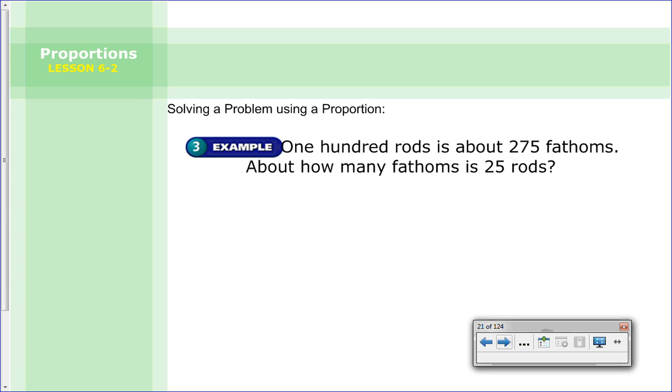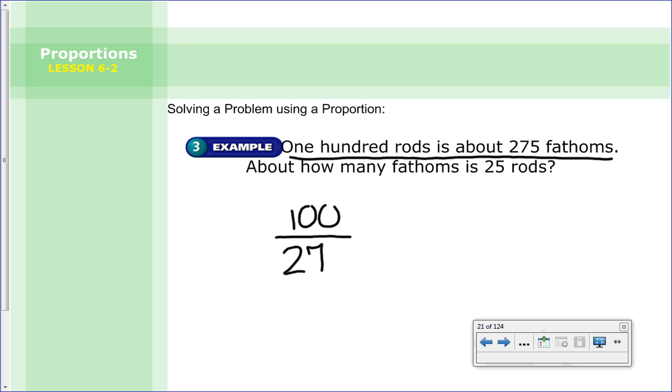Well, again, when we talk about proportions, that's made up of different rates. So they're comparing different things. This is a comparison they give us. 100 rods is 275 fathoms. And again, we could write rods here, and we could write fathoms if you wanted to. All right, the important thing to do when you solve proportions is make sure you keep the labels the same. So here we have rods on top. So we need to make sure that I keep rods on top. And any fathoms I put on the bottom.